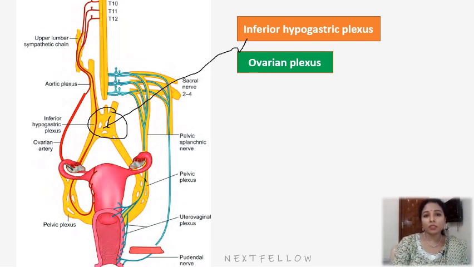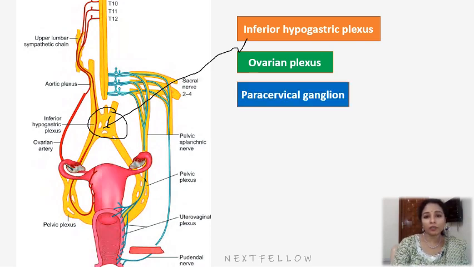The nerve to the cervix is from the plexus that contains a small paracervical ganglion. The paracervical ganglia are present on each side of the cervix.